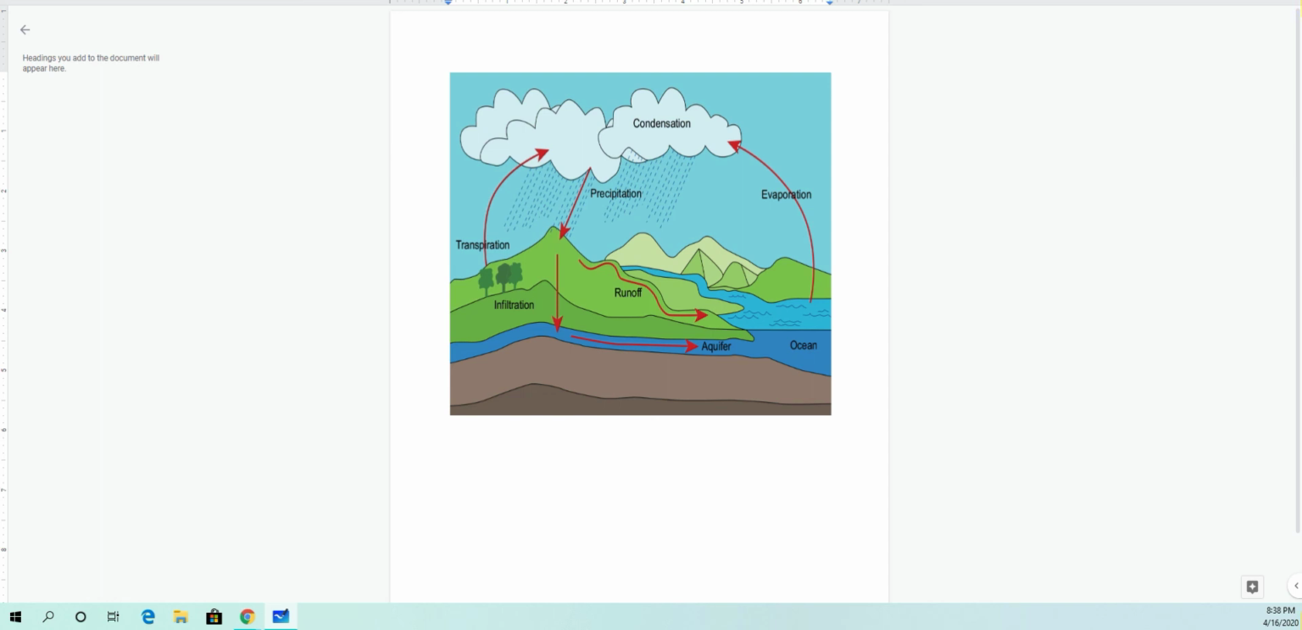Because now we're going to start thinking about why this is important. That's what I want you to start thinking now that you understand the water cycle. Because on Monday we're going to talk about why this is important and why the water cycle is useful and helpful to us as humans.